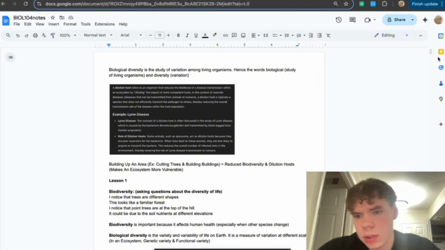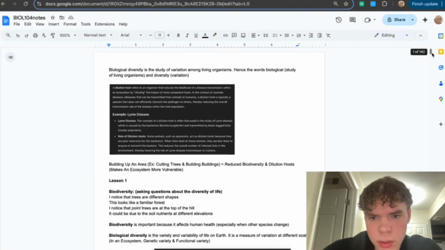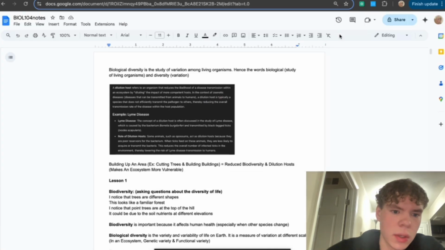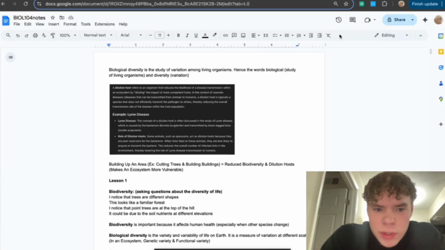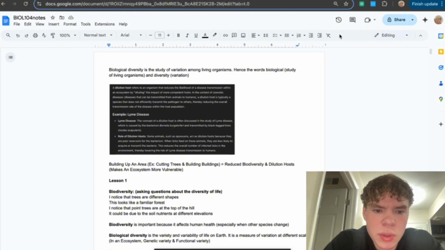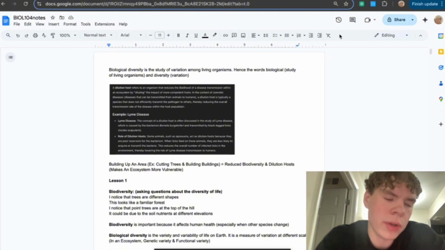Okay, lesson one of 140. Holy cow. Okay. Biological diversity is the study of variation among living organisms, hence the word biological. Yeah, that makes sense. Biodiversity. A dilution host refers to an organism that reduces the likelihood of disease transmission within an ecosystem by diluting the impact of more competent hosts. Okay, so that makes sense.